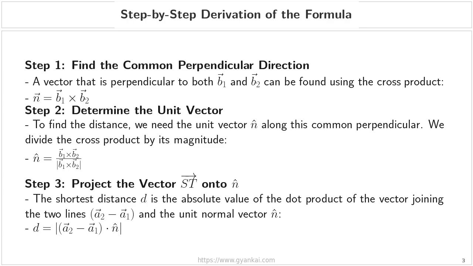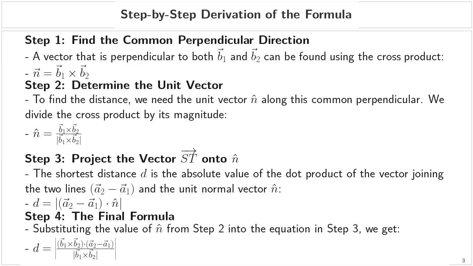The shortest distance, which we'll call d, is the absolute value of the dot product of a2 minus a1 and n hat. We use absolute value because distance must always be a positive value. Step 4. Finally, we can combine everything into one single, powerful formula. If we substitute the expression for n hat that we found in step 2 back into our equation from step 3, we get the final formula.